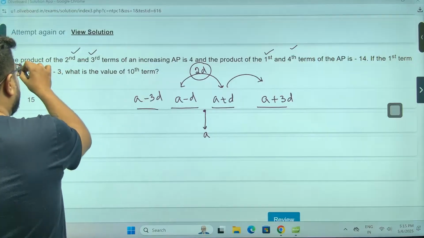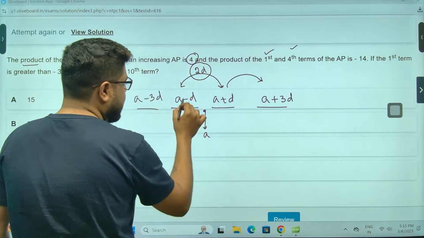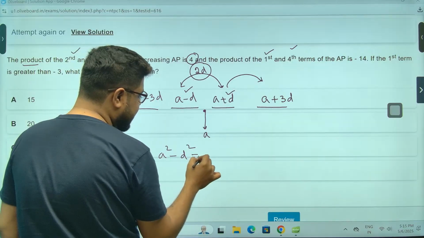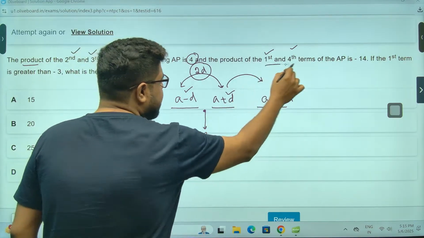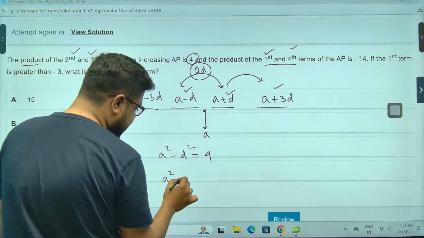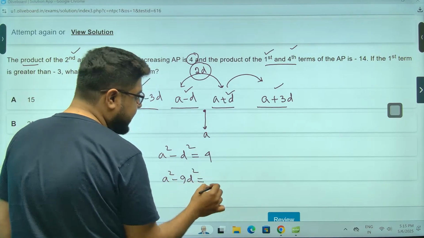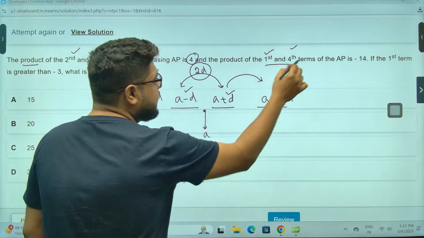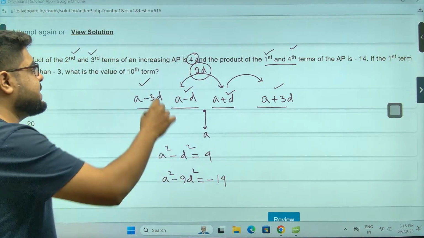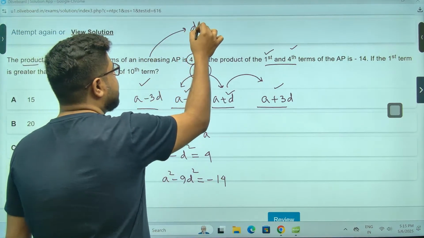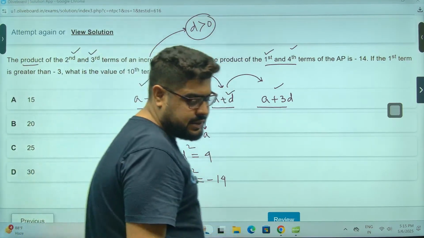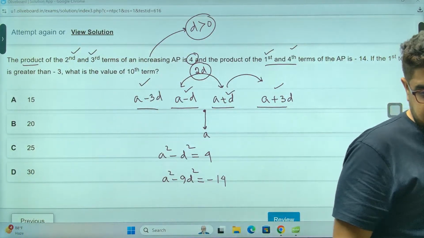Second and third product is 4. So A minus D into A plus D, A square minus D square, that is 4. And first and fourth product, this one and this one, A square minus 9D square. You see, I'm using the A square minus B square formula. It is minus 14. Increasing AP means D has to be greater than 0. Only D greater than 0 works. Right?